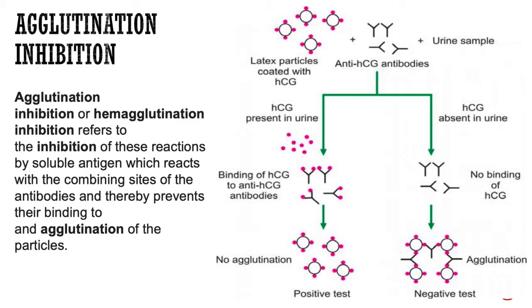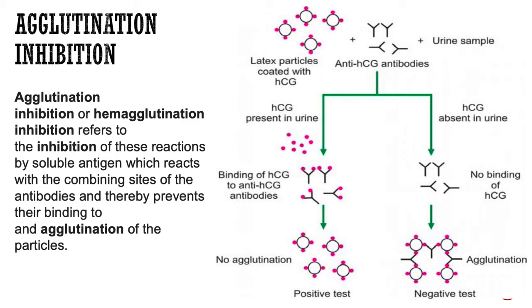Let us see. The first one, the latex particle coated with HCG, will be mixed with the anti-HCG antibodies. It is already given in the kit. Then the person has to add the urine sample. So when the urine sample is added in the kit, what will happen?